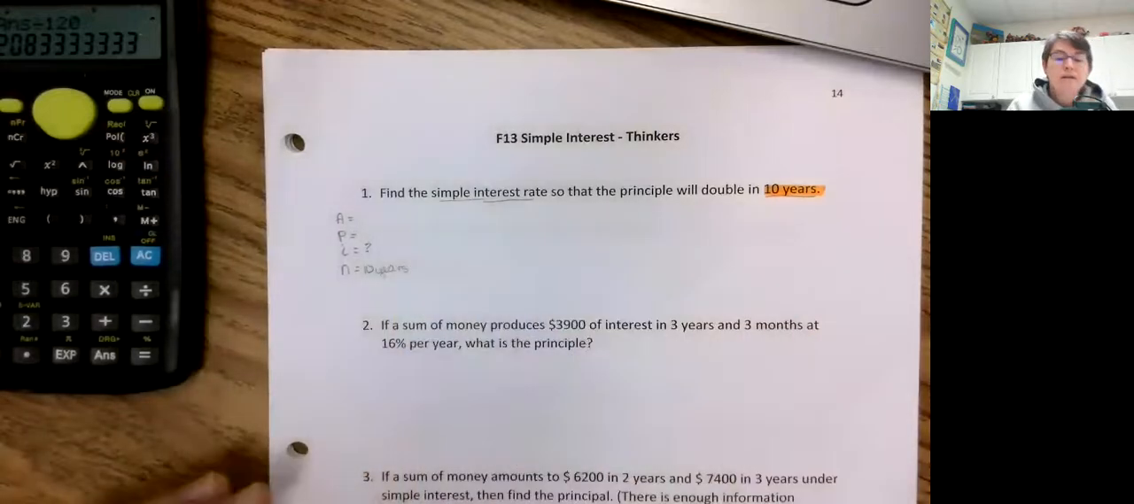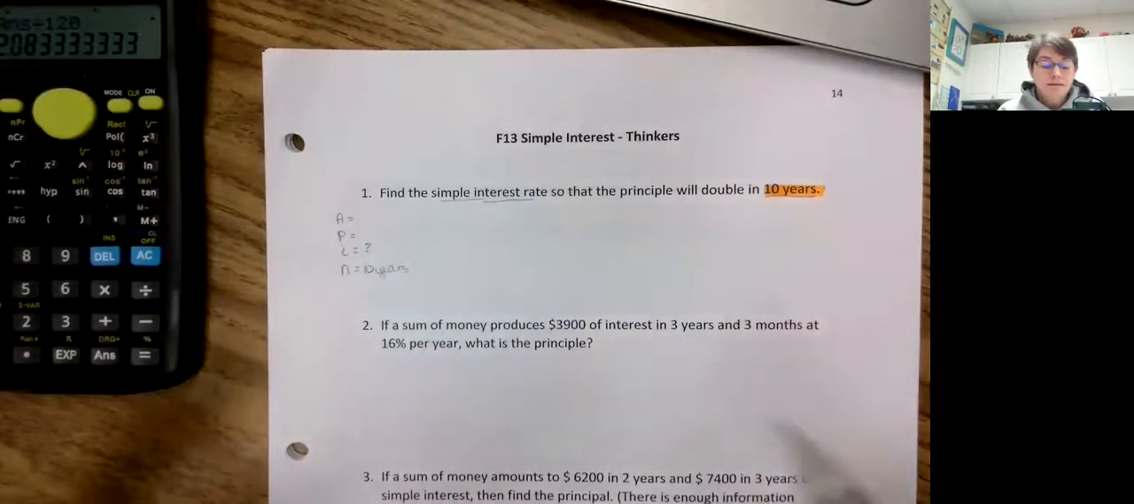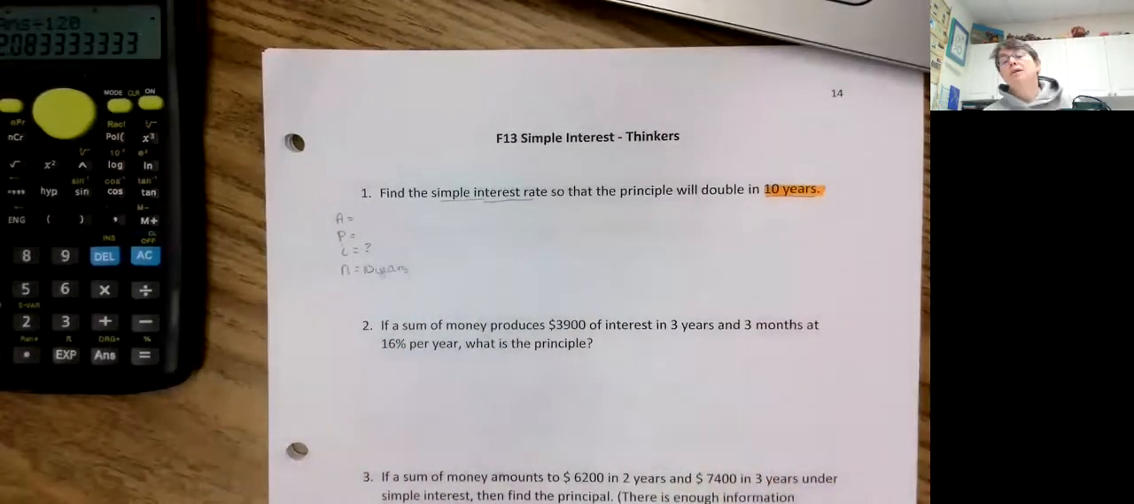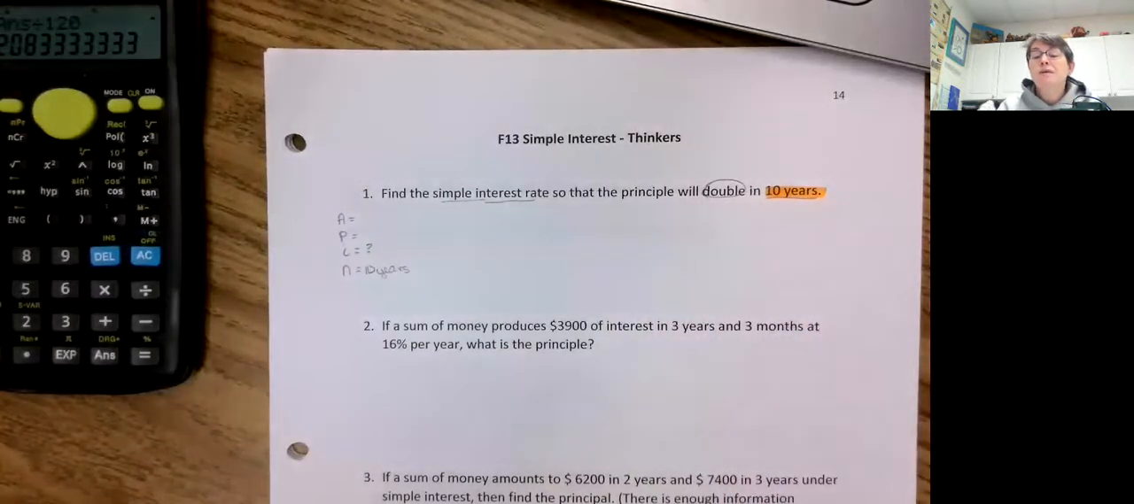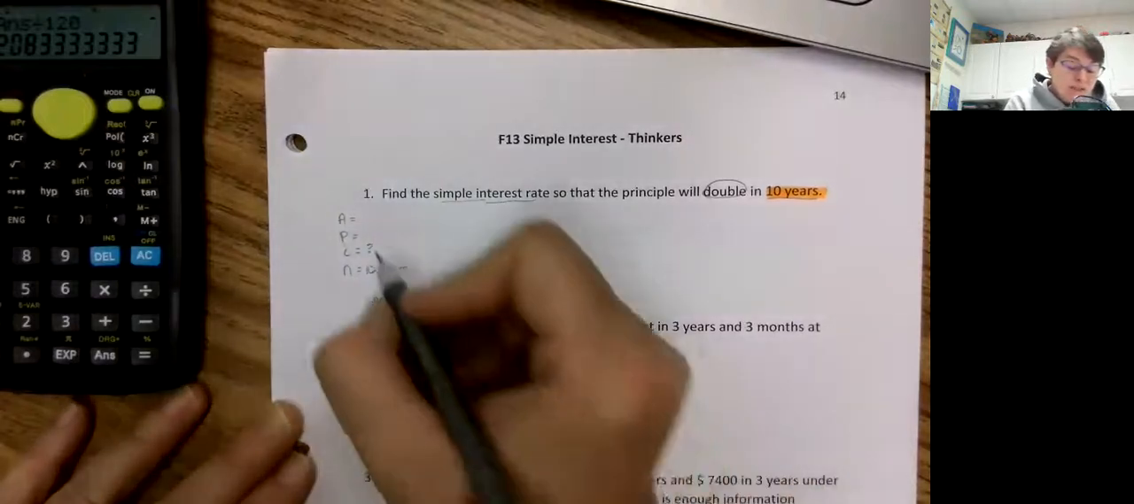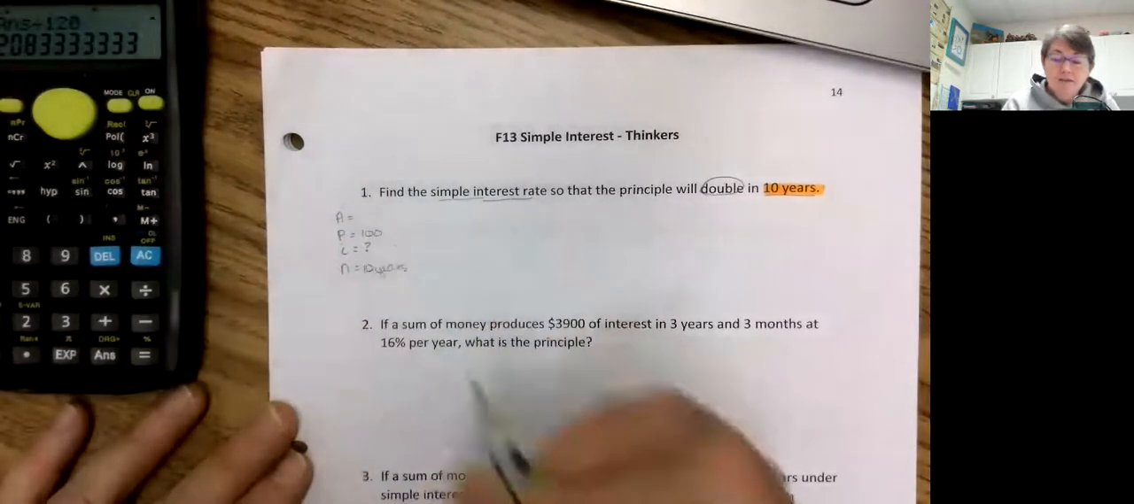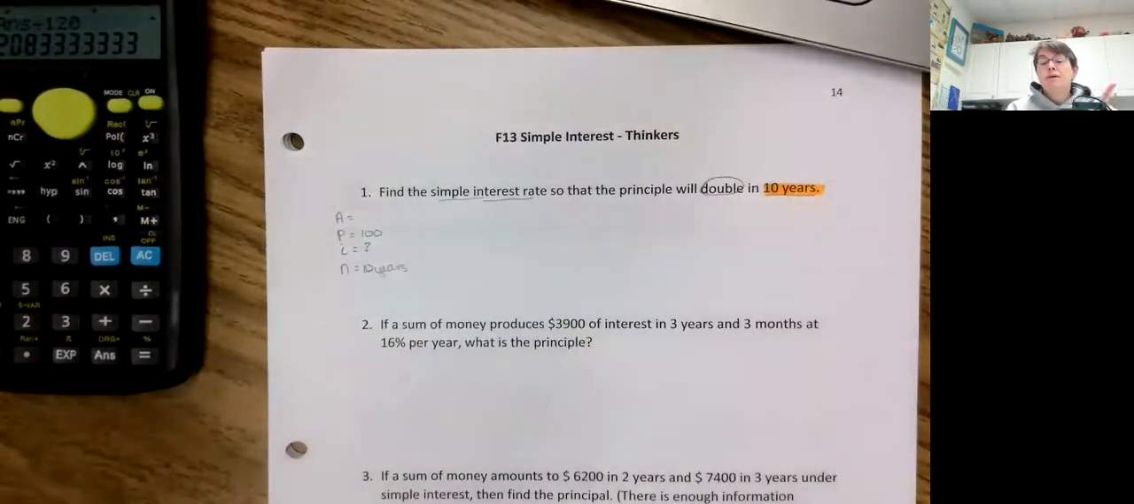So what's weird is the fact we don't have a principal or an amount at the end. Easiest choice, make one up. Because what we do have is that we want to make the principal double. So pick a number. Let's do 100 because it's easy. Okay, so if that's what I started with, how much is it when it doubles? Of course, it's 200.